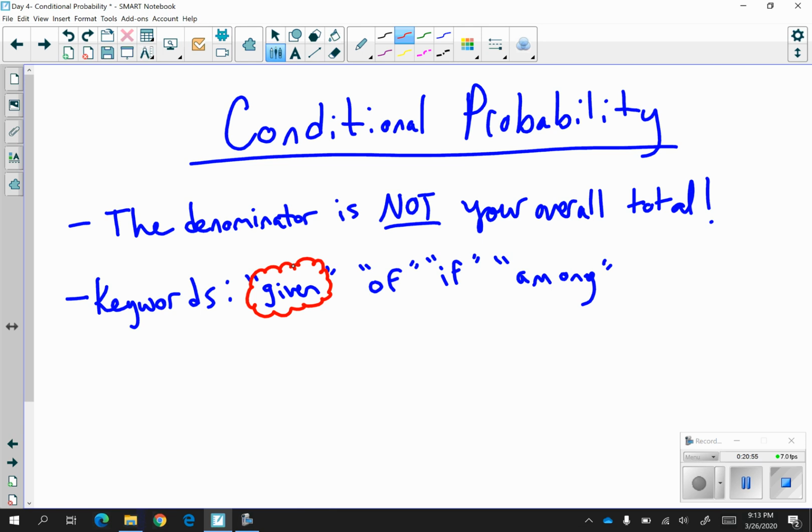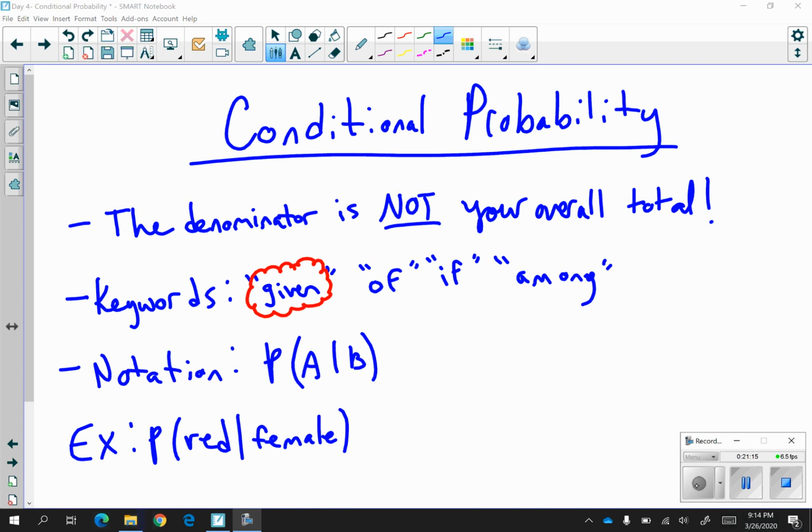Usually it's going to be used for probability if you see find the probability that and given is in the same sentence. If given is not in the same sentence as finding the probability, then it is just a plain old English word and it has nothing to do with the answer of the problem.